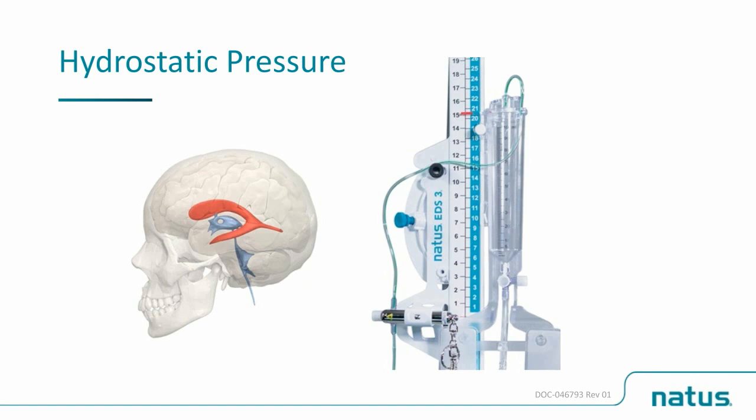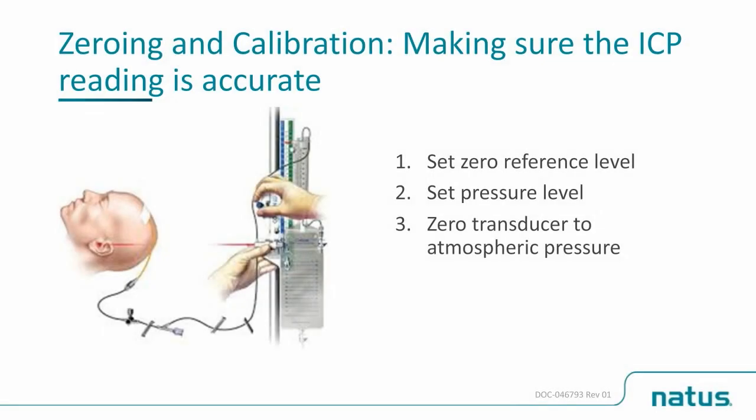When the system is open, CSF only drains when the interventricular pressure is higher than the set pressure level. There needs to be CSF in the ventricles, and the catheter needs to be patent for this to work. Therefore, this system may not be the best choice for slit ventricles with little CSF or situations where the catheter may be easily occluded. There are 3 main steps to zeroing and calibrating.